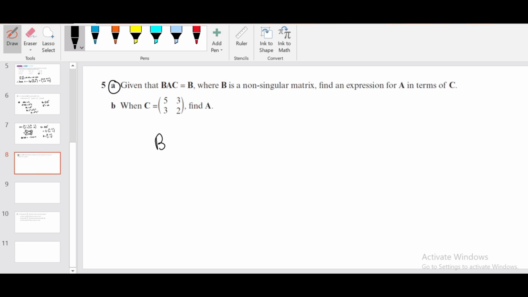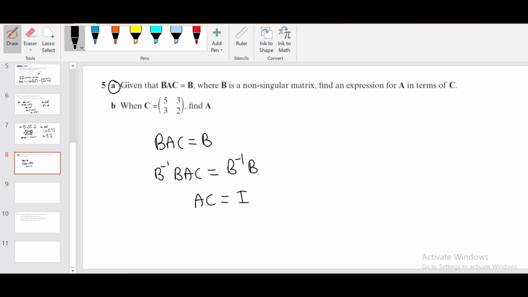You are given BAC is equal to B. They want you to find an expression for A in terms of C. Multiply both sides by B inverse. So it becomes B inverse BAC is B inverse B. B inverse times B is I, so you can just write AC is equal to I.